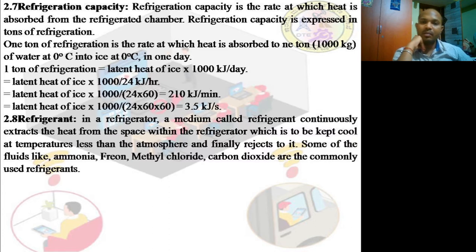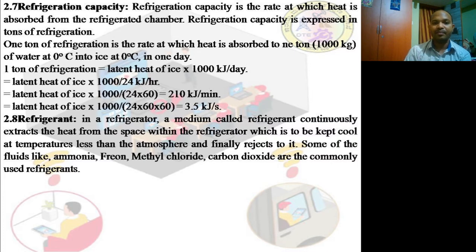1 ton is nothing but 1000 kgs of water at 0 degree centigrade, converted into ice at the same 0 degree centigrade in 1 day. The 1 ton of refrigeration is also given by latent heat of ice into 1000 kilojoules per day, which is equal to latent heat of ice into 1000 divided by 24 kilojoules per hour.